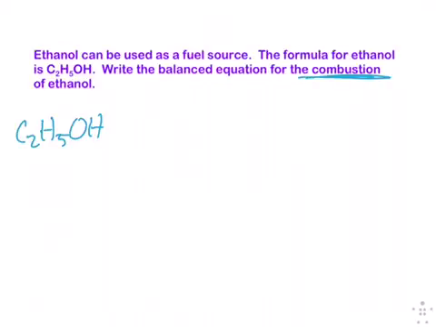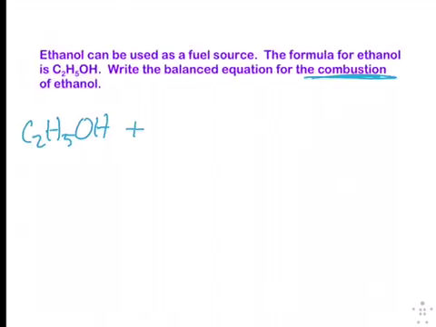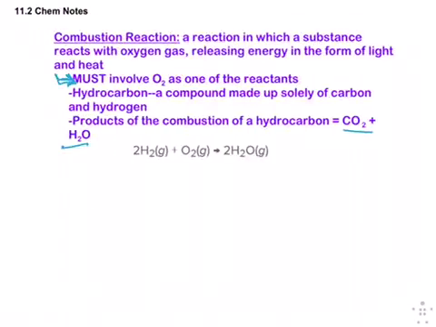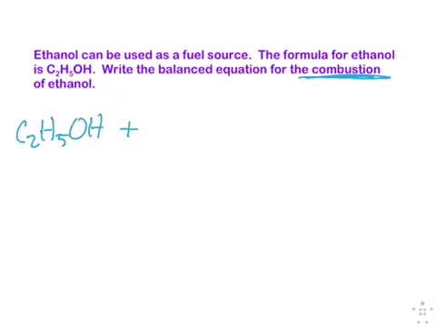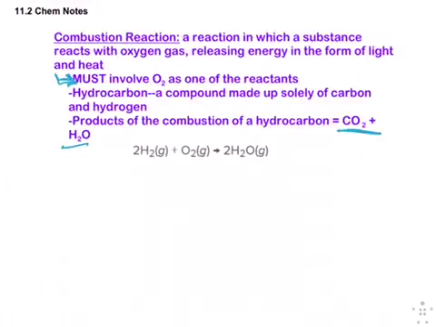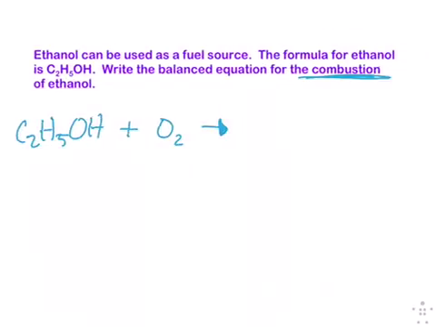Write the balanced equation for the combustion of ethanol. So that right here indicates what is the other reactant. The other reactant must involve O2 as one of the reactants. Do we have O2 as a reactant yet? Nope, so it has to be O2. And then what are the products of a combustion reaction? CO2 and H2O. CO2 plus H2O.